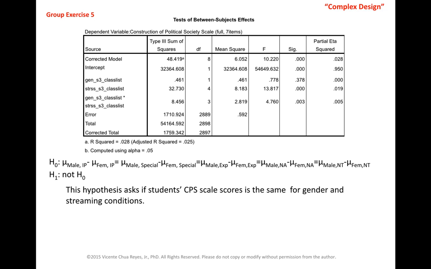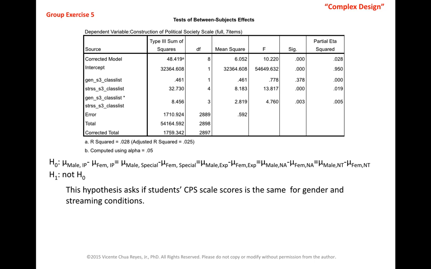So let's take a look at the null hypothesis. The null hypothesis says that for male IP, female IP, male special, female special, male express, female express, all the mean scores of these various combinations have no differences with each other. That's represented in the null hypothesis, the H naught. And of course, the alternative hypothesis is that there are differences, right?